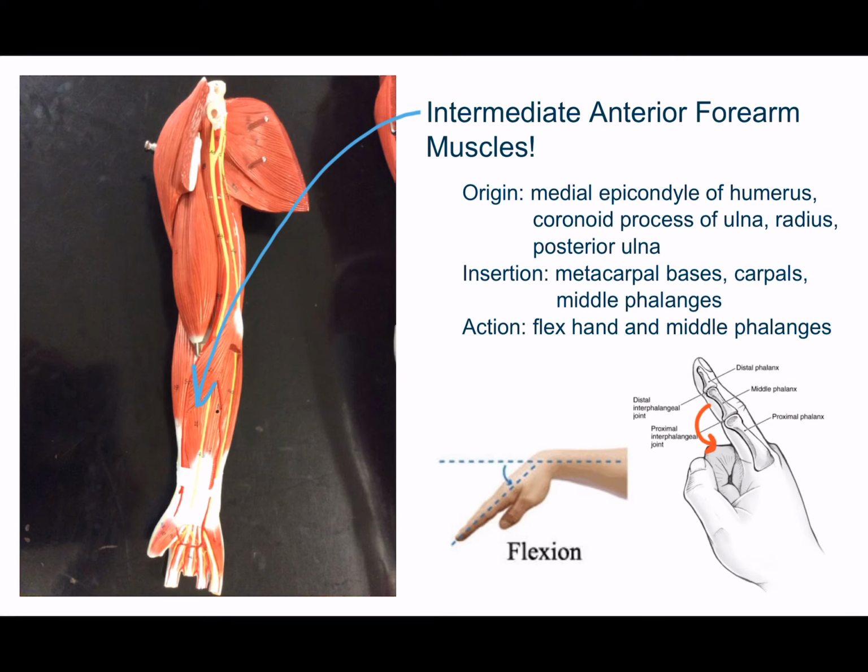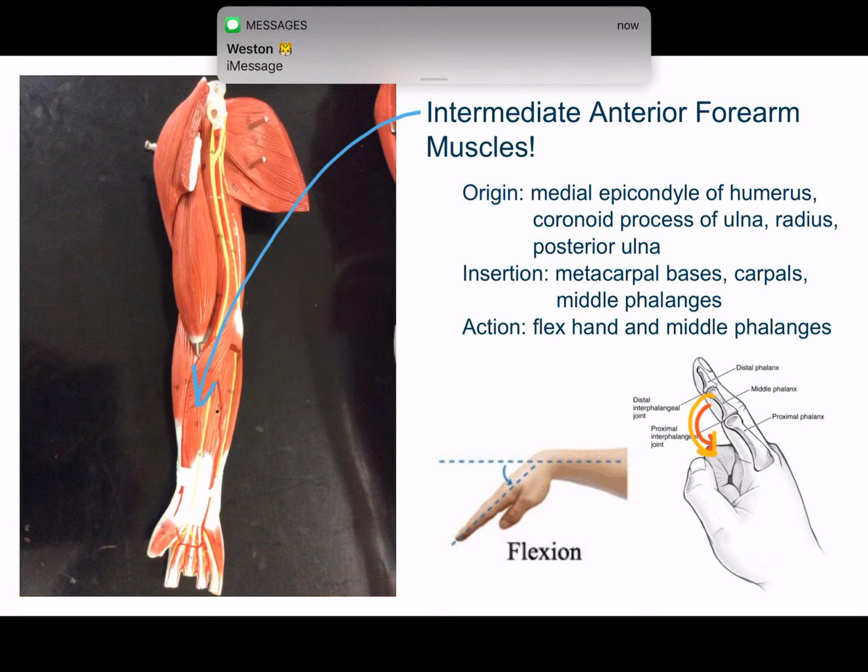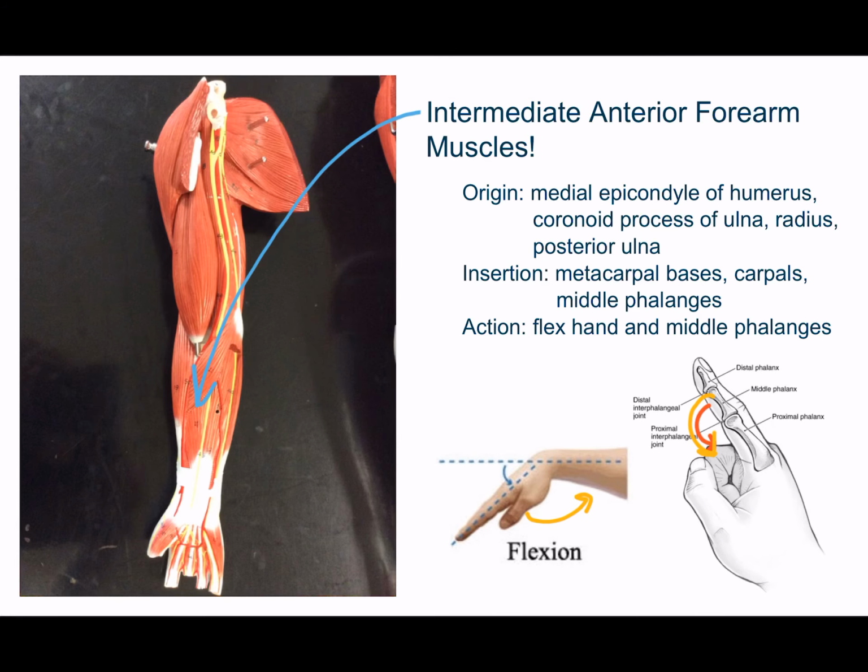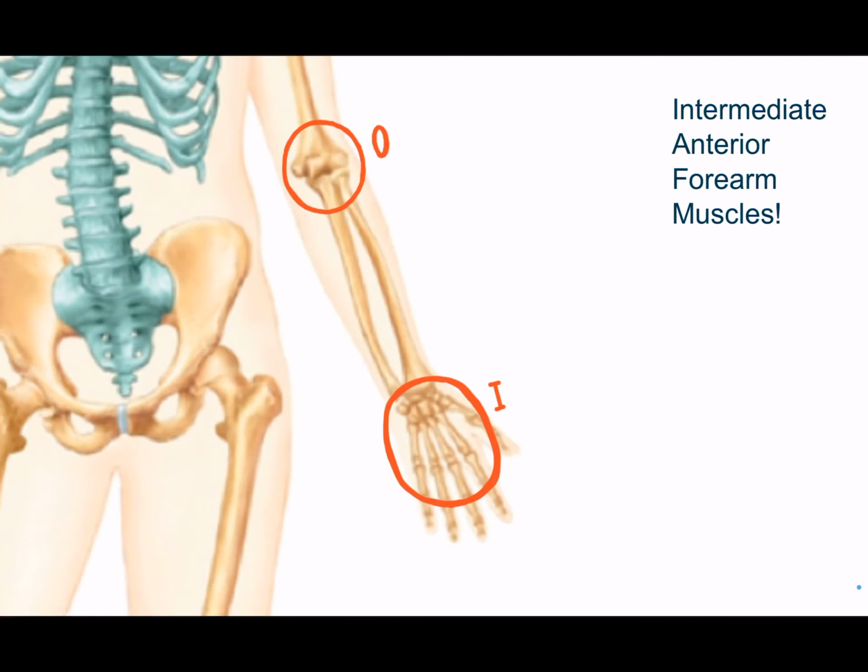Some of the origins are the medial epicondyle of the humerus, coronoid process of the ulna, the radius, and the posterior ulna. Insertions may be the metacarpal bases, the carpals, and the middle phalanges, and they act to flex your hand and your middle phalanges. So since they go all the way to the middle phalanges, they're going to pull the middle phalanges back. They have tendons that go all the way down there, which are really cool. And the same thing with the flexion, if you think about it, it's on the anterior arm, as seen in anatomical position. So same idea, but these are going to be under the superficial, but above the deep.